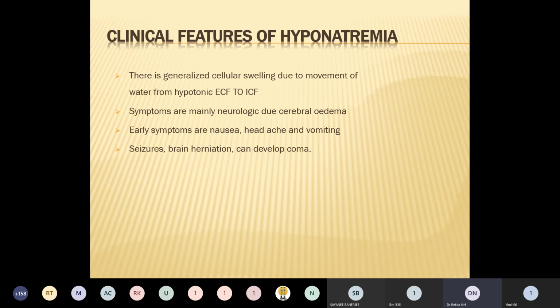Clinical features: there is a generalized cellular swelling due to the movement of water from hypotonic ECF into the intracellular space. The neurologic symptoms are mainly due to involvement of the CNS, that is features of cerebral edema. The patient can have headache, nausea and vomiting. If the hyponatremia is not recognized or corrected, the patient can develop brain herniation and even coma.